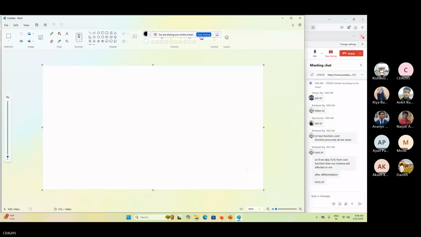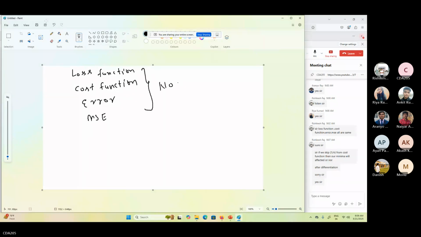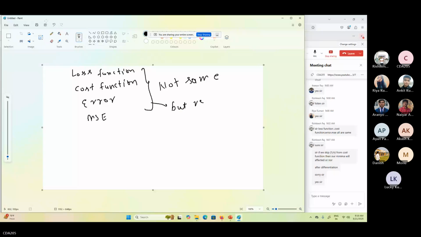Okay, can you see the screen? Okay, so first try to understand the loss function. When we talk about the loss function, then another one you have asked about is the cost function, then the error, and then the MSE. Now, if someone asks you whether all these are the same, no, these are not the same, but they are related to each other. So how do they differ? First of all, you have to understand the loss function.